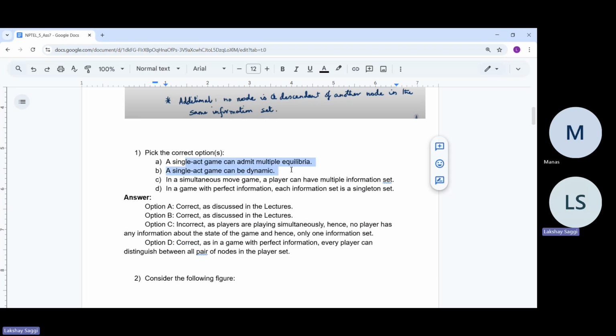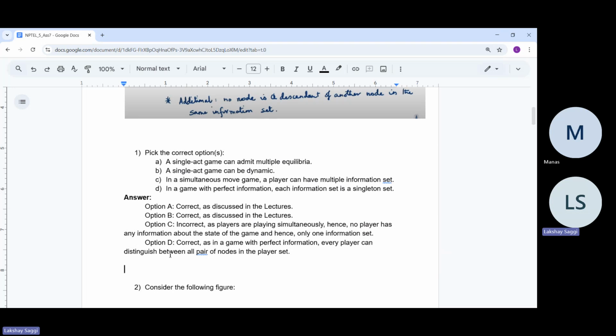A single-act game can have multiple equilibria. A single-act game can actually be dynamic in nature, because suppose there are just two players and both are playing once, then player one plays something and then player two plays something. So player two already knows what player one has played and hence the game is somewhat dynamic in nature. And option C is incorrect, that a player can have multiple information sets. Player will only have a single information set in a simultaneous move game. And in a game with perfect information, each information set is a singleton set. So this is also correct.